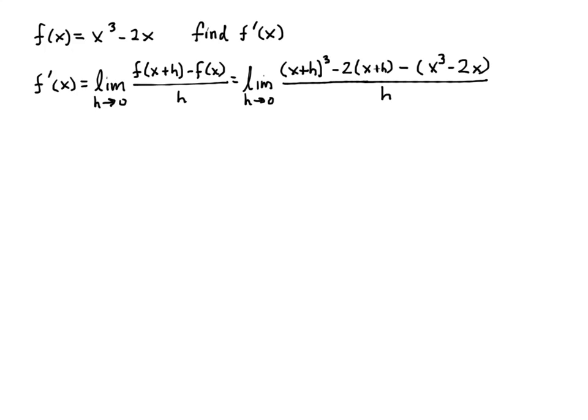Okay, so I'm going to first substitute x plus h into the function, so I get those first two terms, x plus h cubed minus 2 times x plus h. And then I'm just going to have the function with x, which is minus x cubed minus 2x.